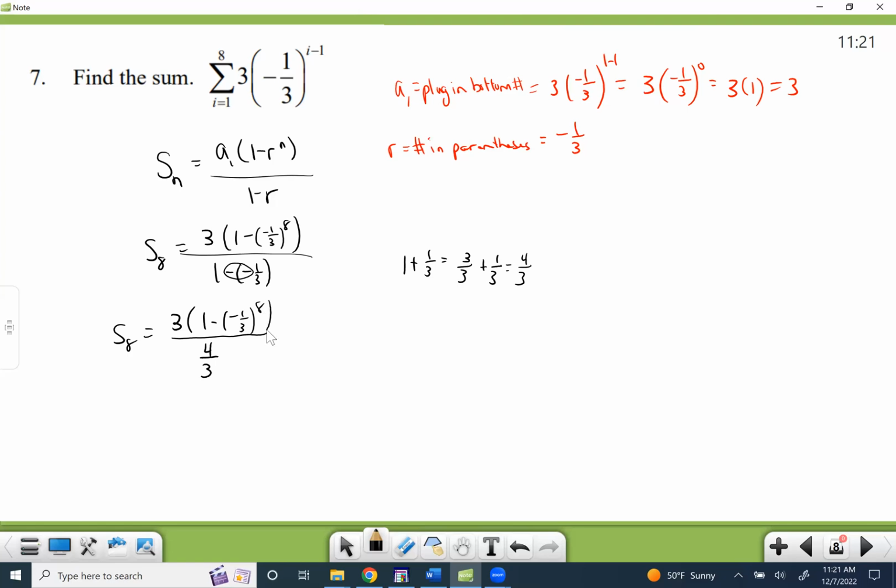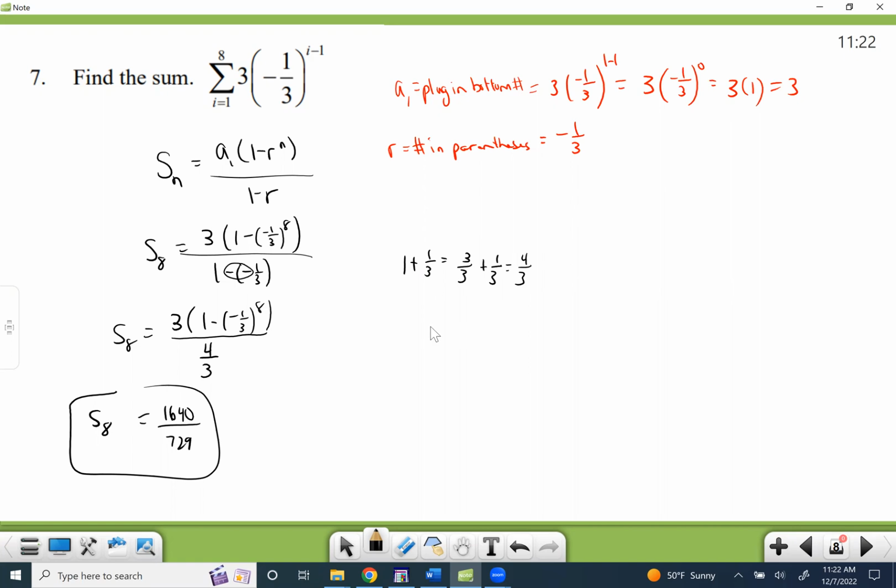Okay, so let me plug this in. When I plugged it all in, I got 1640 divided by 729. Now I'm going to do it out for people who don't have good calculators. If you have a good calculator, just fast forward me, okay?